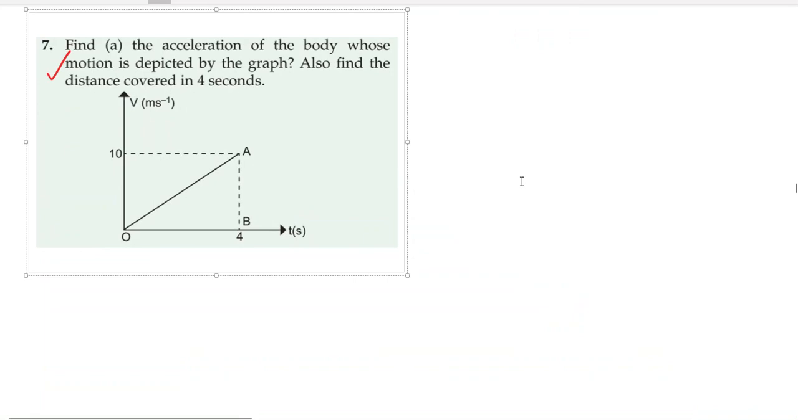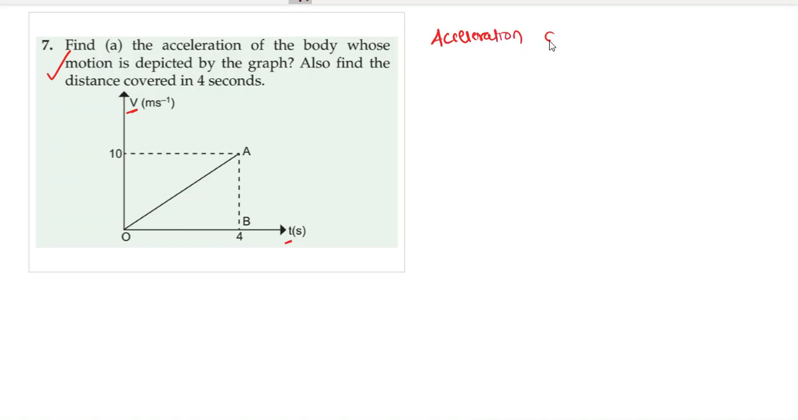Find the acceleration of the body whose motion is depicted by this graph. Also, find the distance covered in 4 seconds. Now, what kind of graph is this? This is a velocity time graph, VT graph. And acceleration of a body is slope of VT graph, right?